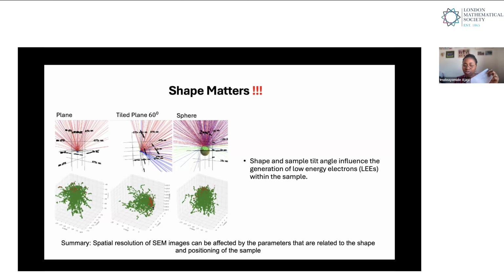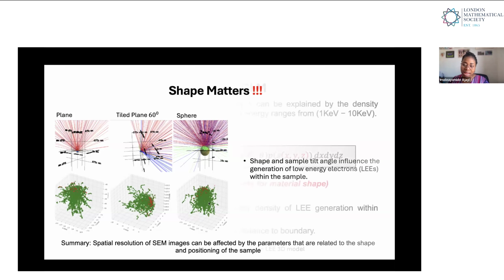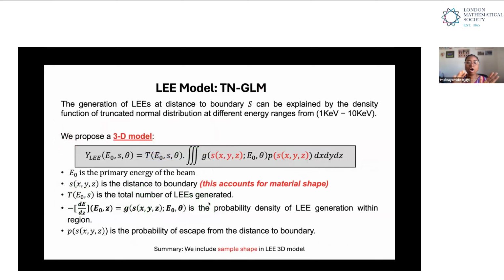The distance to the surface, where the low energy electrons will escape from, is also different. So shape does influence the way the electron interacts with the sample. And that is why we have come up with a 3D model that takes account of material shape within the sample.